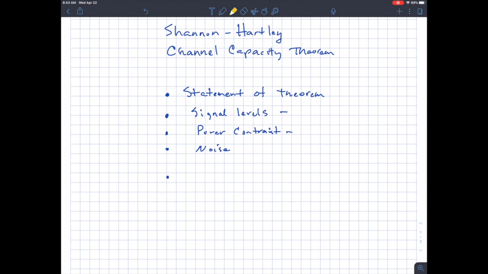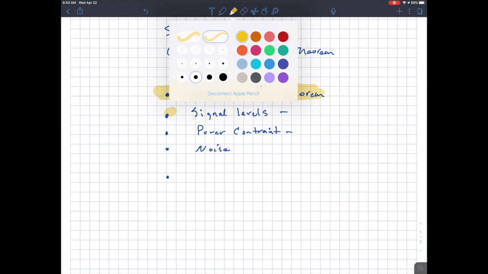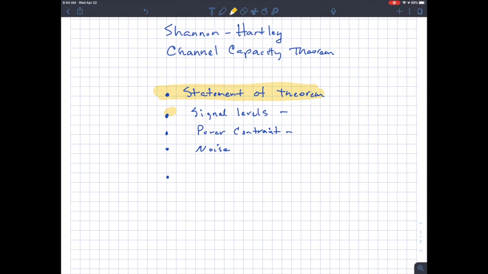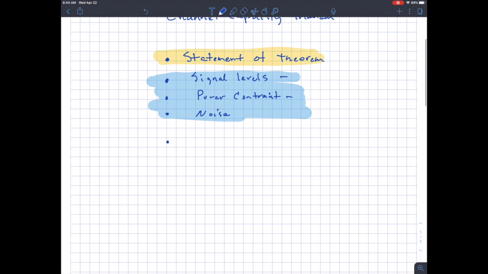All right, so think of this as step 1. We're covering the statement of the theorem and mapping out a roadmap. And then in step 2, we're going to give some basics of signal levels, power constraints, and how noise would affect that. And then we're going to talk about the effect of bandwidth. Bandwidth gives you a constraint on how fast we can send pulses through a system.